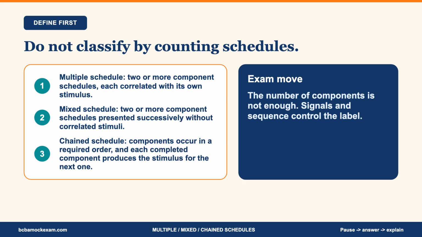A chain schedule is different because the components occur in a required order, and completing one component produces the stimulus for the next component until terminal reinforcement is reached. So do not classify by counting schedules. Classify by signals and sequence.